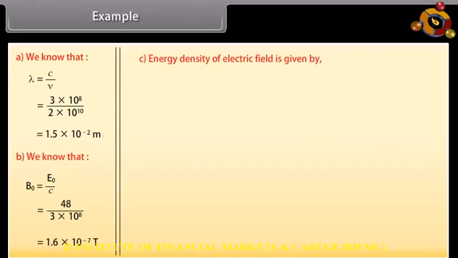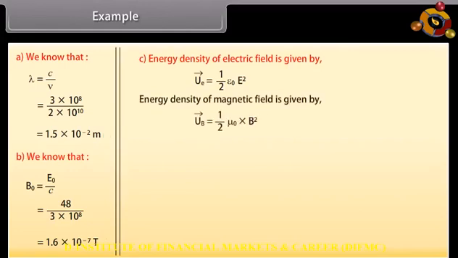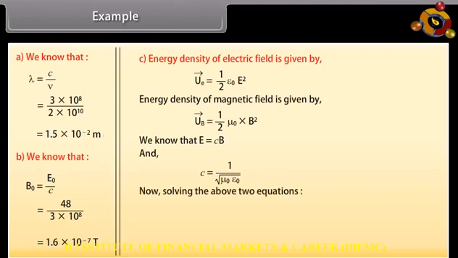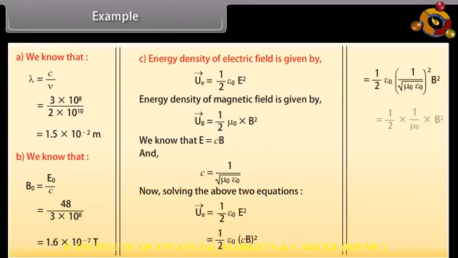Energy density of the electric field is given by half epsilon naught E squared. Energy density of the magnetic field is given by half mu naught B squared. We know that E is equal to cB and c is equal to 1 upon under root mu naught epsilon naught. On solving the above two equations, we get the average energy density of the electric field equals the average energy density of the magnetic field.